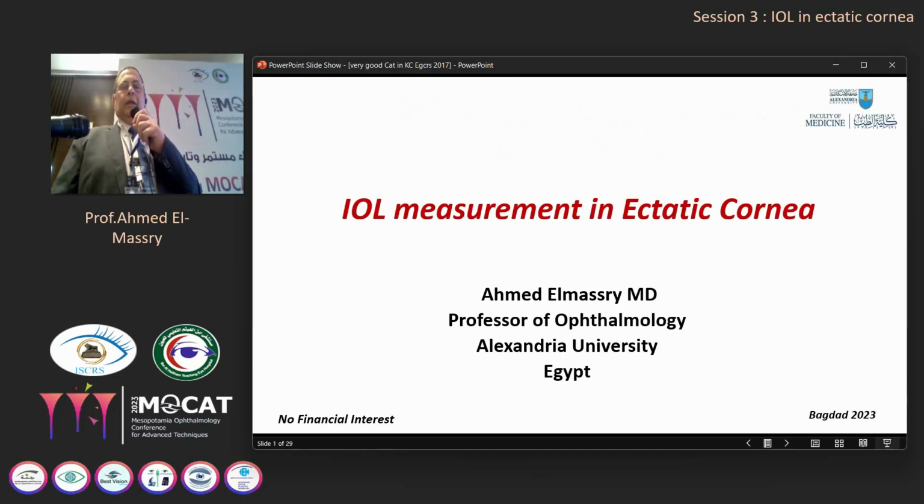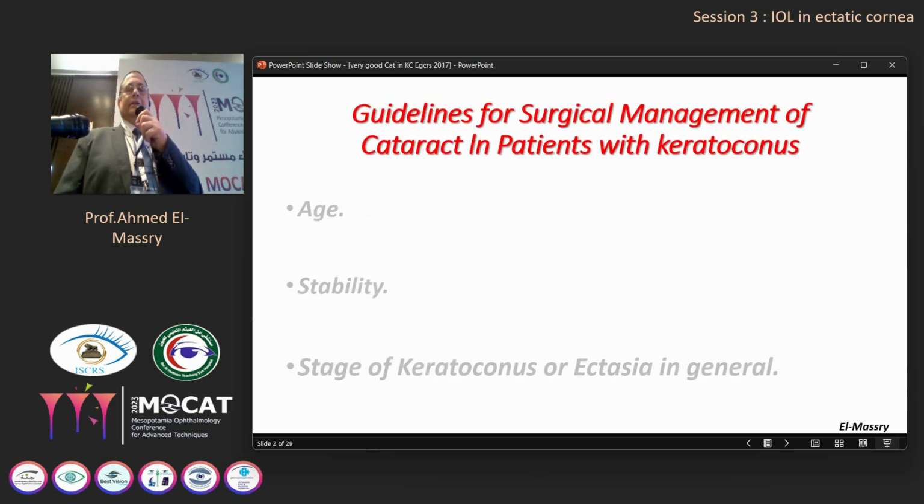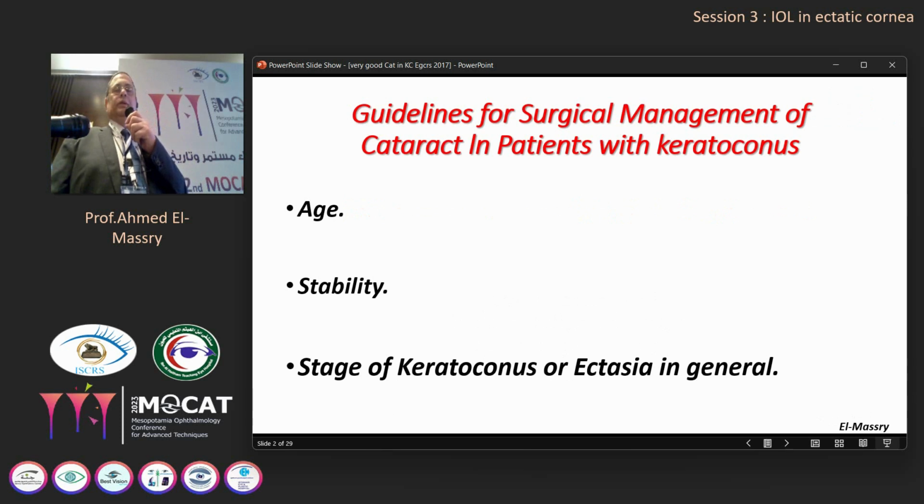The problem of IOL measurement in ectatic corneas. As we all know now, keratoconus is a progressive disease, and we have a lot of patients with keratoconus, and these patients are getting older, and we treated them, and now they have cataracts. So what should we do for the surgical management of cataract in patients with keratoconus?